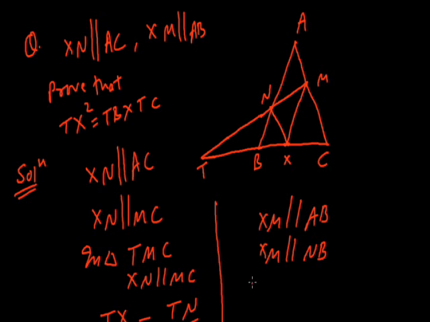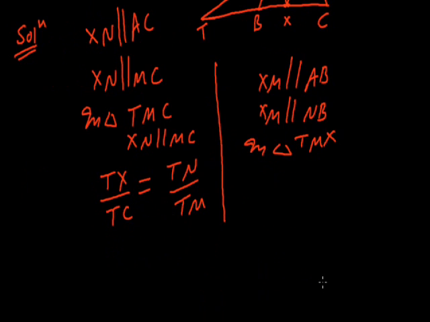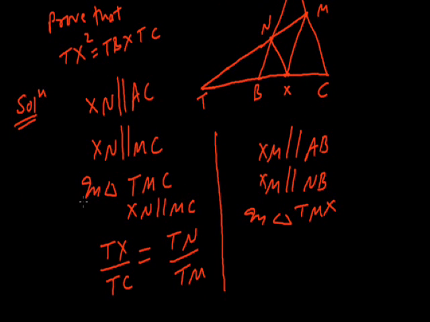Now, in triangle TMX, we apply the basic proportionality theorem. By BPT we can say that TB upon TX is equal to TN upon TM. Now this is our first equation, and this is the second equation.